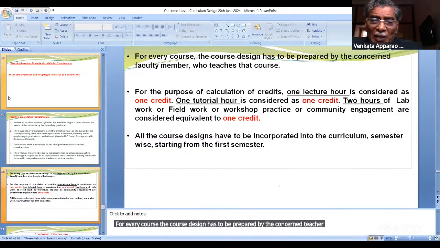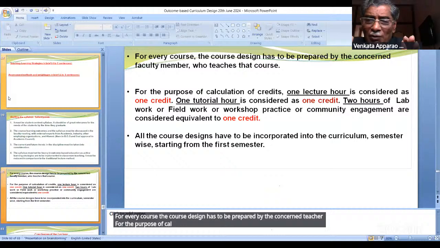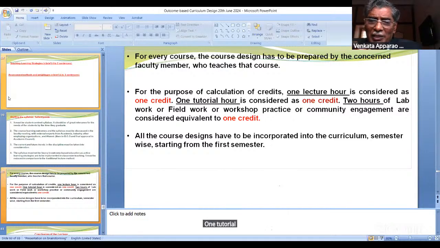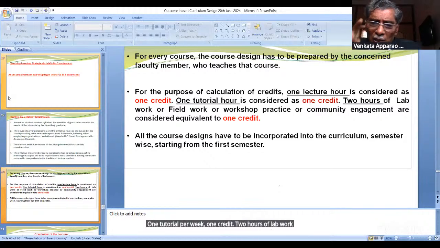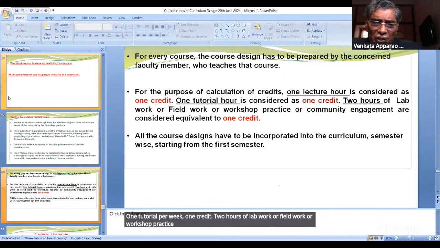For the purpose of calculation of credits, 1 lecture hour per week is 1 credit. 1 tutorial hour per week, 1 credit. 2 hours of lab work or field work or workshop practice or community engagement, 1 credit.